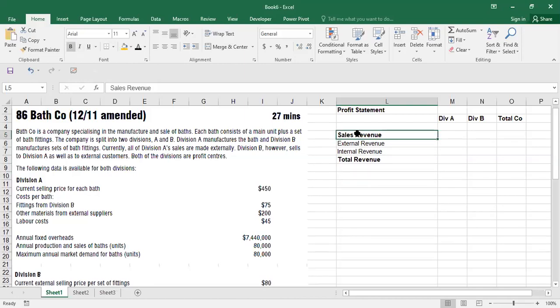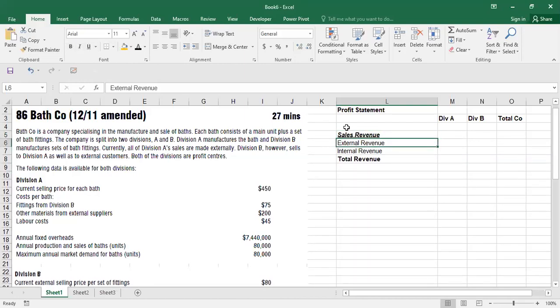I'll put it here like this. External revenue. Now, the thing is that Division A is the one who is making the bath. So Division A does not have any internal revenue. They only have external revenue. So how much is their external revenue? You can show calculations somewhere. Maybe I can do workings here. Let's do the workings here.